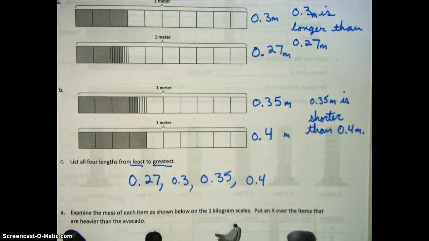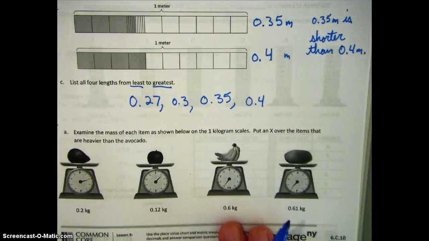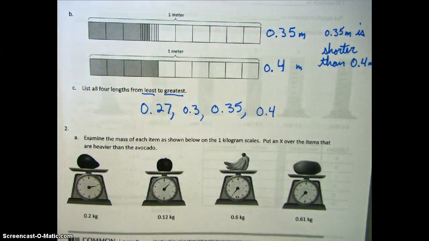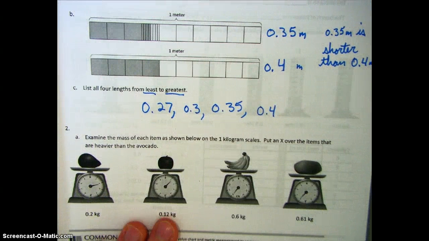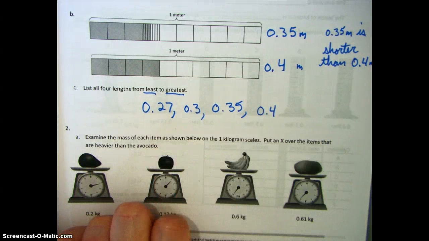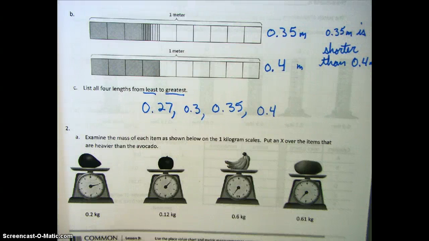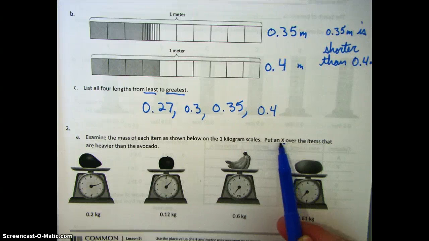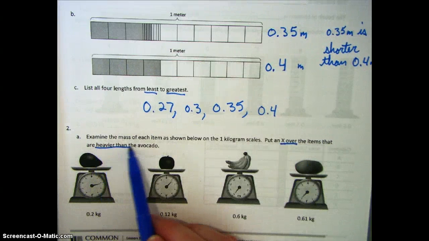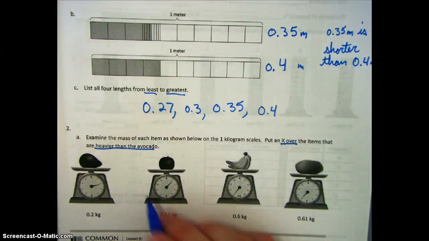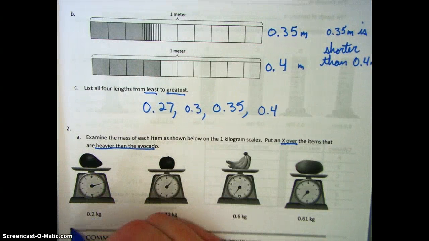Okay, now moving on to number 2. What we're going to do is we're going to take a look at 4 fruits and their mass. Okay, examine the mass of each item as shown below on the 1 kilogram scales. We're going to put an X over the items that are heavier than the avocado. Okay, so going back, we are putting an X over the ones that are heavier than the avocado. Now it's kind of a little bit tricky to see some of these images, but our avocado is going to be this first one right here.